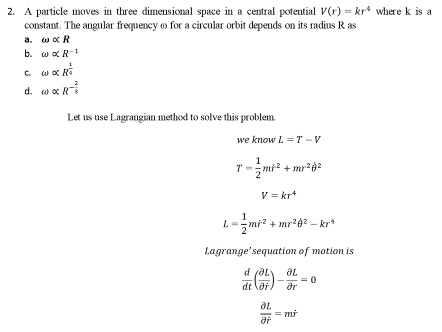Now let us use the Lagrangian method to solve this problem. We know that L equal to T minus V. So T is half m r dot square, which is due to the kinetic energy in translation, and half m r square theta dot square, that is due to the rotational kinetic energy. Now potential energy is k r raised to 4.